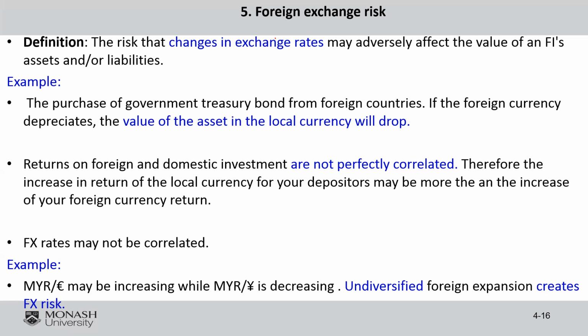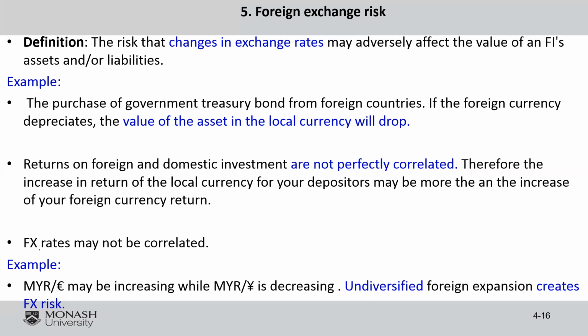So the value of the asset, if the investment currency, for example, if I am an Australian bank and invested in Singapore and the Singaporean dollar drops, then actually my investment will drop. So actually, because there is no perfect correlation between the changes of the exchange rate between the Australian dollars and the Singaporean dollar in this case.